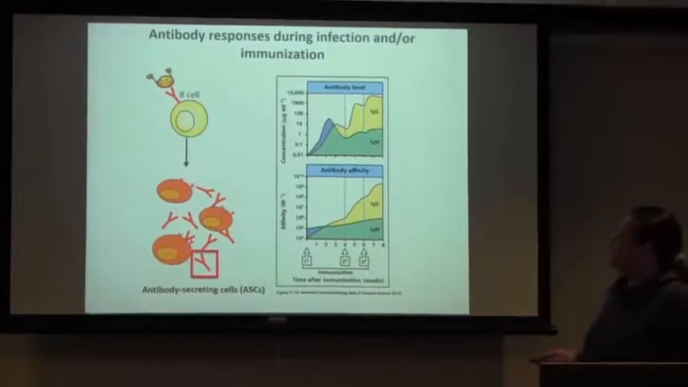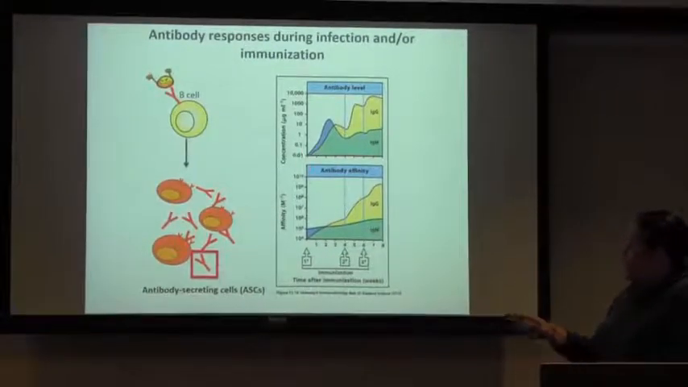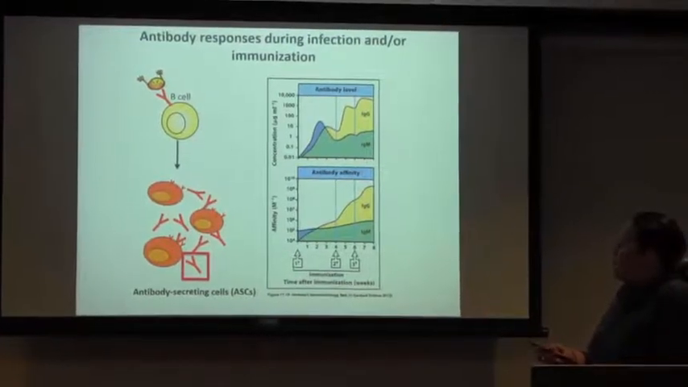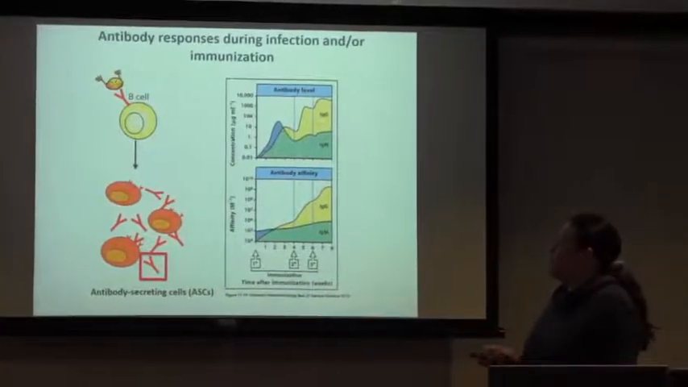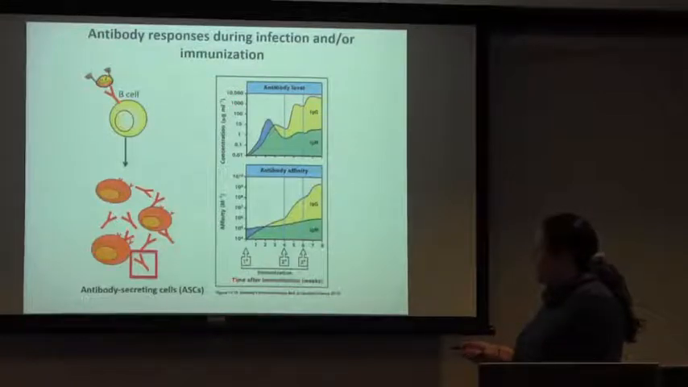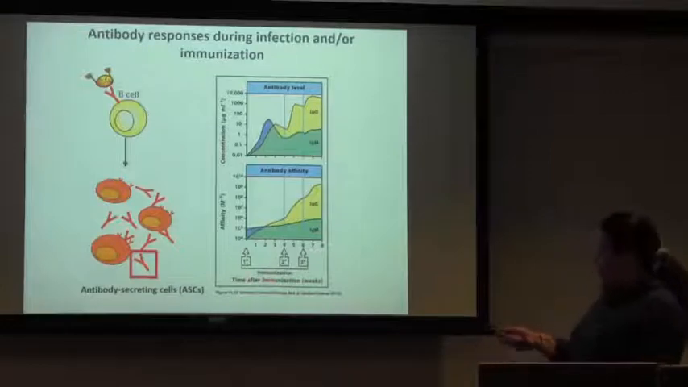First, I would like to focus again on just the humoral immune response, and how we can detect antibody-secreting cells. Here is just an example of how an antibody response occurs during an infection or immunization. In the top panel, I'm showing you the concentration of antibodies over time, and here is the time after immunization in weeks. After the first immunization, you can see that the first antibody that comes up is IgM.